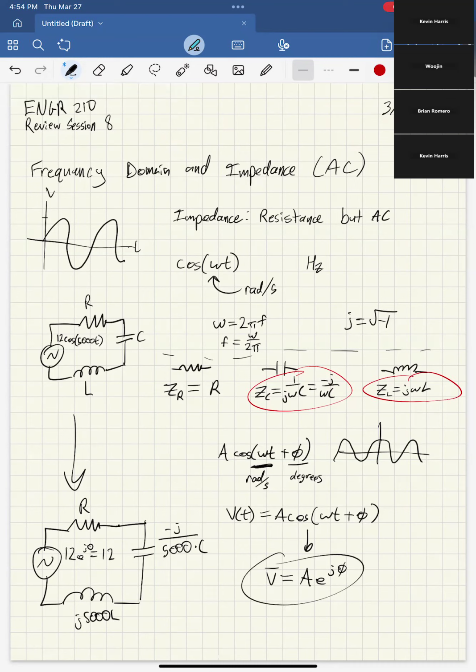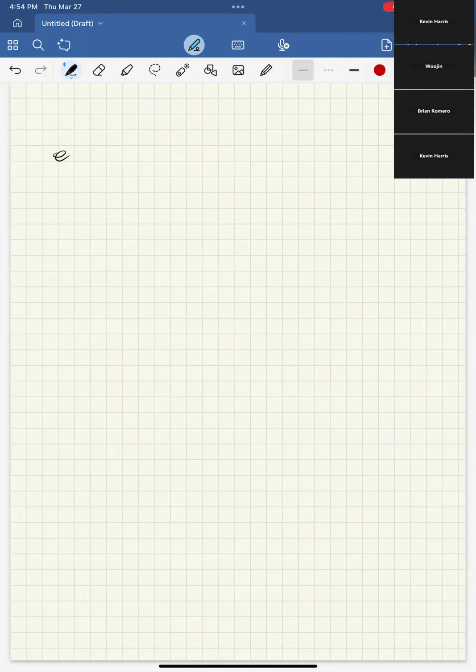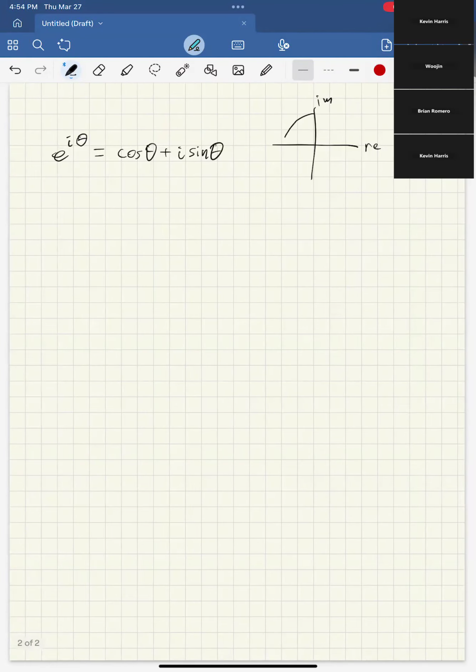If you don't understand this, I would highly recommend looking up a YouTube video on Euler's identity. Basically, the idea is that e to the j theta is equal to cosine theta plus j sine theta. In the complex plane, if this is real and this is imaginary, you all know the unit circle from trigonometry. Some point on the unit circle can be represented as cosine theta plus j sine theta, but we can write that nice and succinctly as e to the j theta. So that's what we're doing here. If you can visualize this in your head, it often makes stuff a lot easier.